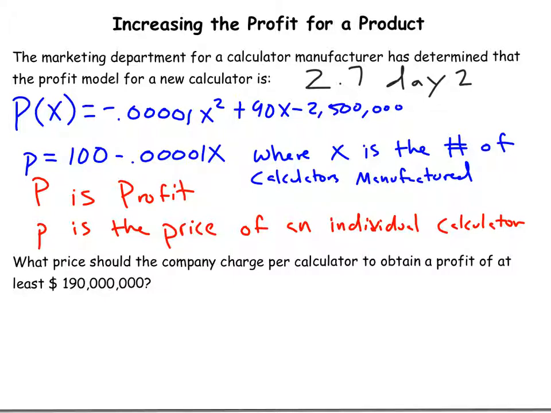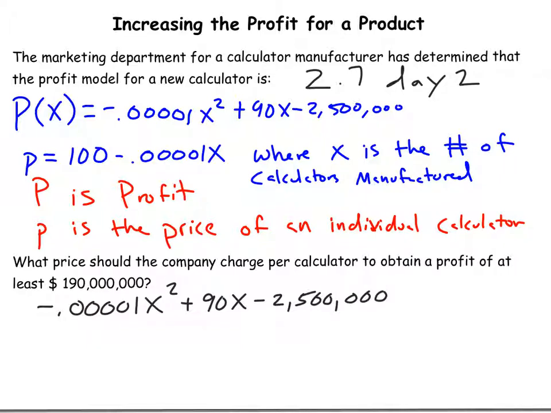I'm starting with big P, which is profit. P equals negative 0.00001 x squared plus 190x minus 2,500,000. Not a bad idea as we're doing this to pay attention to this quadratic.